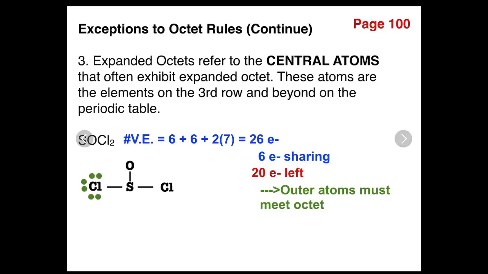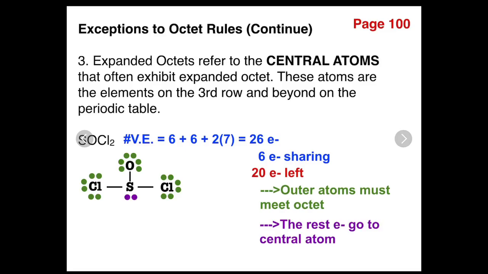Okay, so I'm going to start with those. Each of these would need 6 more, so I'm going to add those 6 electrons to those. And if I do that, I'm going to have 2 electrons left. That's going to go into the central atom.